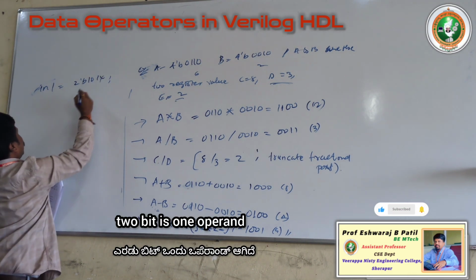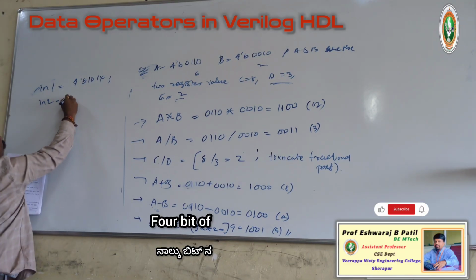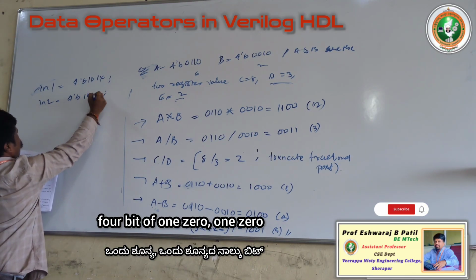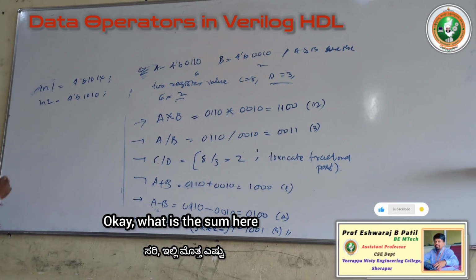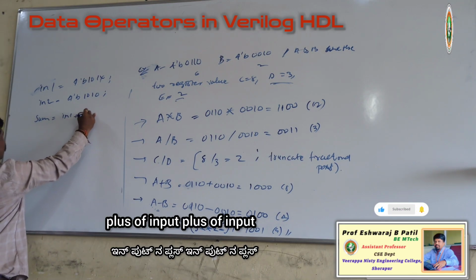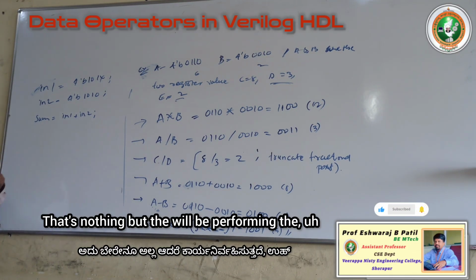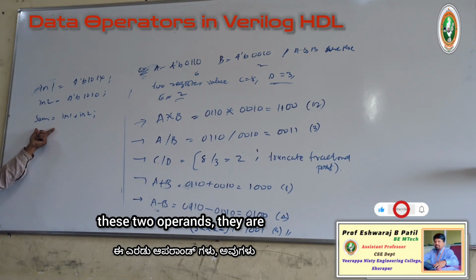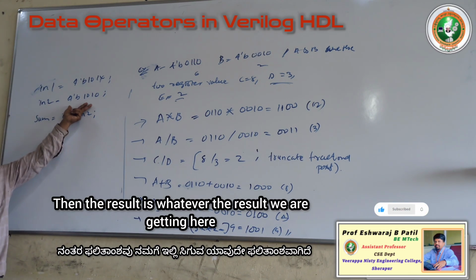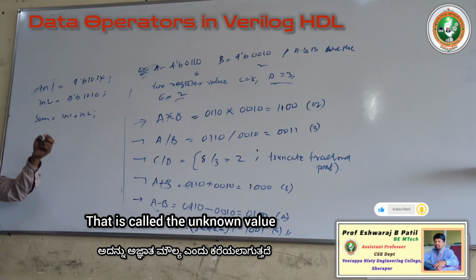This is one operand. The other one is a 4-bit 1010. What is the sum here? Sum is in 1 plus in 2 plus in 2. That is nothing but performing the addition operation on these two operands. Then the result we are getting is also a value that consists of the unknown value.